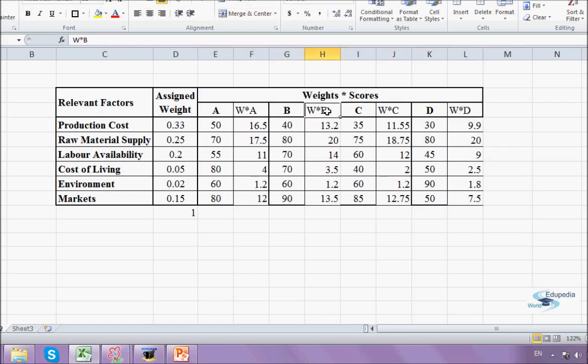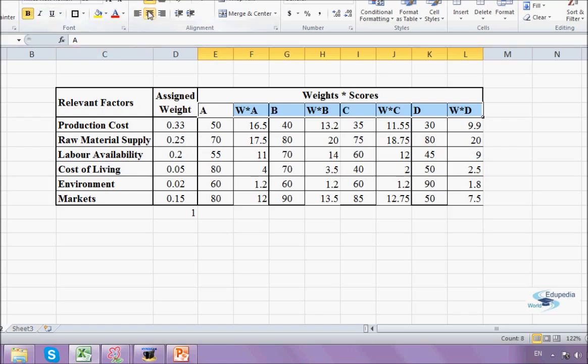Okay, so let's see if these are correct. Yeah, here we have, you see, it's the product of the weight and the factor here the same way. This is the product of the score at C and the weight, and finally this is the product of the score of the factor D and the weight of this factor. Alright, so now we have the products.